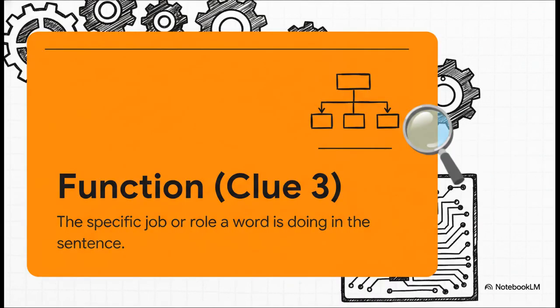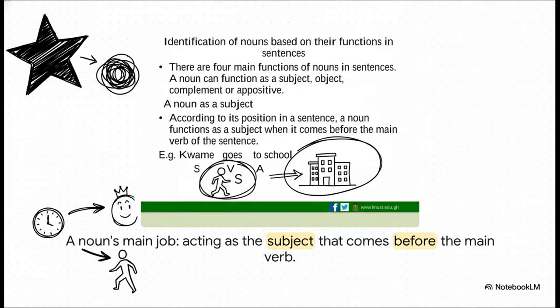All right, let's move on to our third and final clue. Function. This one is all about the job the word is doing in that sentence. What's its role? What's its whole purpose for being there? So a noun's number one job, its most common gig, is to be the subject of the sentence. Think of it as the main character, the one performing the action. And the key here is that the subject almost always comes before the main verb. Just look at this example. Kwame goes to school. Who goes? Kwame. He's the subject, he's doing the action. That tells us that Kwame is a noun. So if you can find the main character of the sentence, you've probably found a noun.